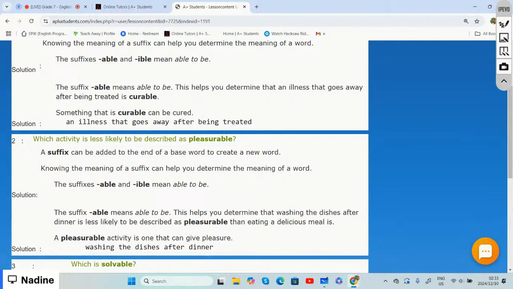So something that is less pleasurable, not less, but pleasurable. Pleasurable means being able to be pleasured, capable of pleasure. Not less, but pleasurable.